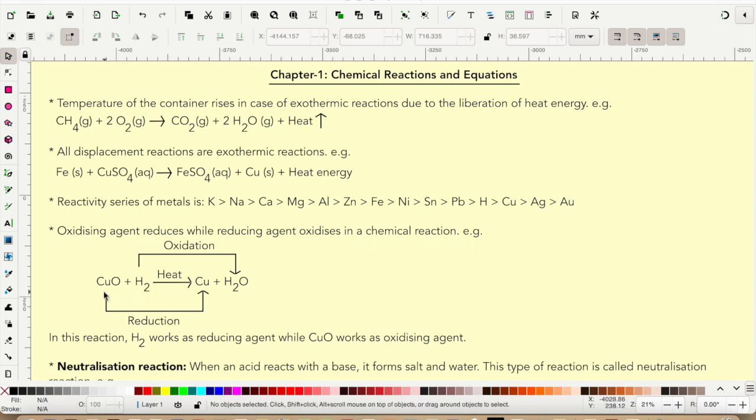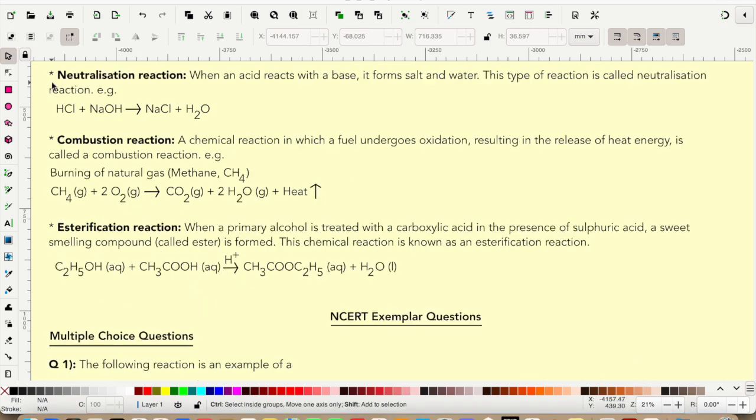For example, in this chemical reaction, hydrogen gains oxygen to form H2O, so it oxidizes. At the same time, it works as a reducing agent for CuO, which loses oxygen to form Cu. Similarly, CuO, which reduces to Cu after losing oxygen, works as oxidizing agent for H2, which gains oxygen to form H2O. Now let us see some named reactions.